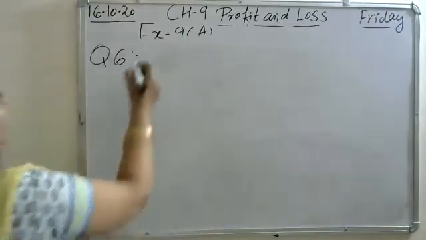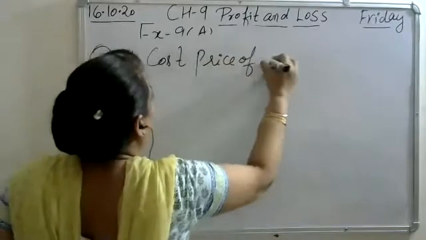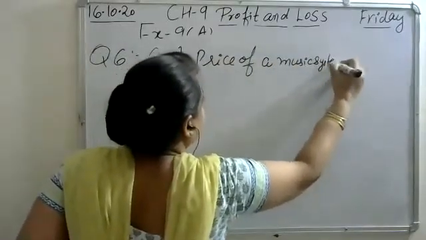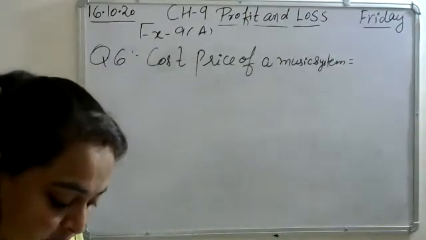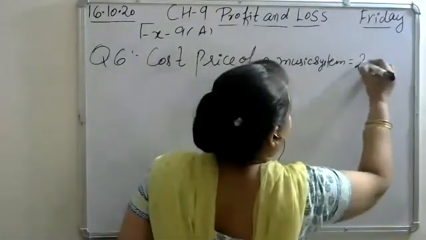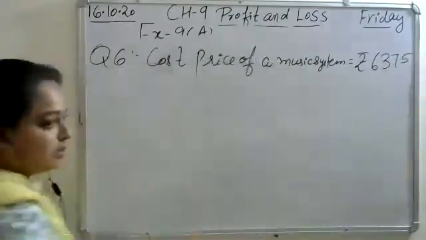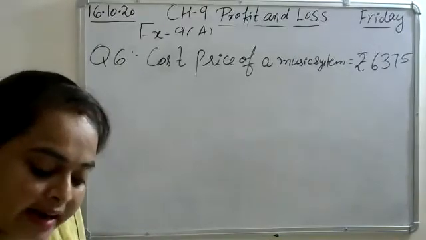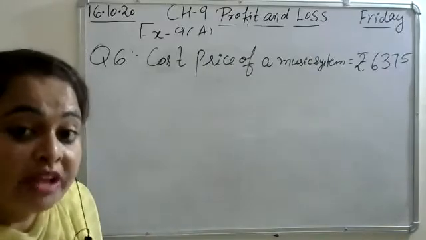So cost price of a music system is equal to rupees 6,375. And spent 75 rupees on its transportation.